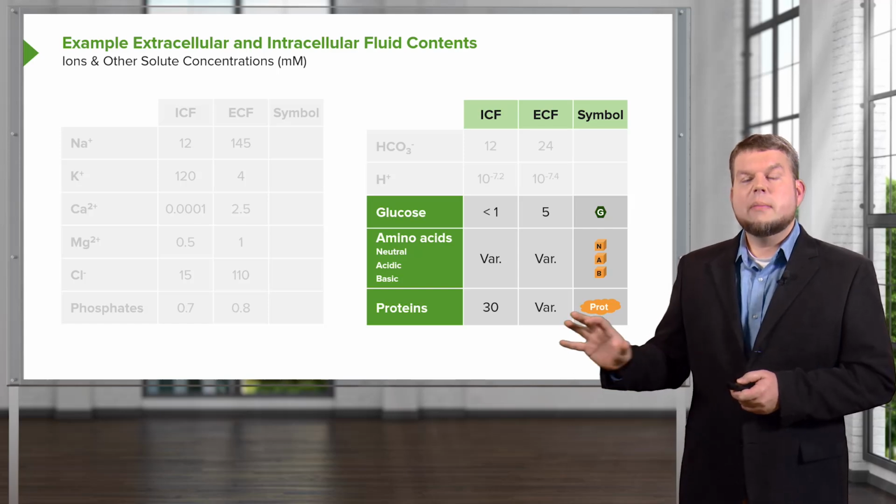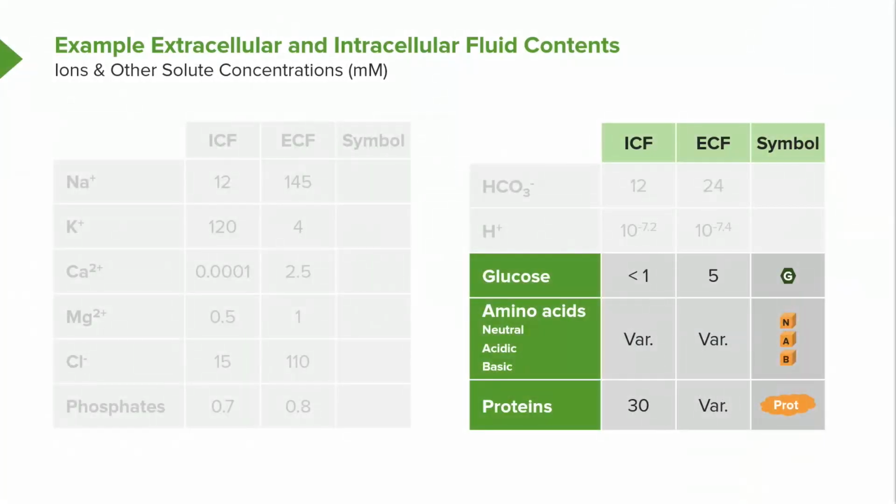In terms of other macronutrients like glucose, amino acids, and proteins, in terms of glucose, there's almost always more glucose in the extracellular fluid than intracellular. With amino acids, it varies a lot between which ones we're talking about. In terms of proteins, usually there's more proteins in the intracellular fluid than the extracellular fluid. Okay, so now that we know that there are differences in the fluid and its constituents, let's keep moving on and talking about cell membranes.